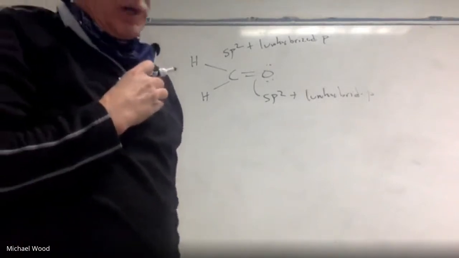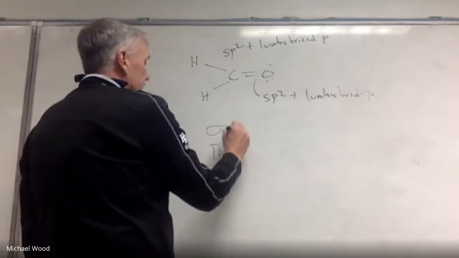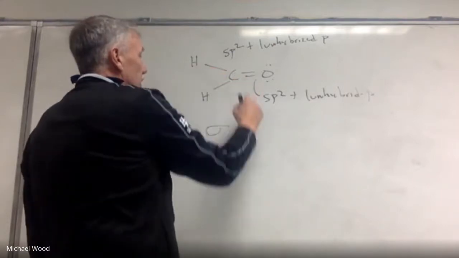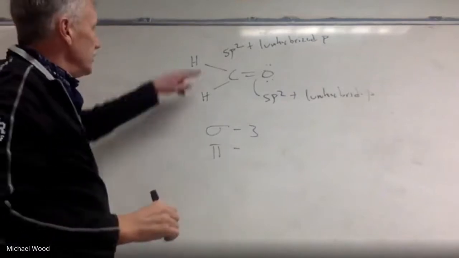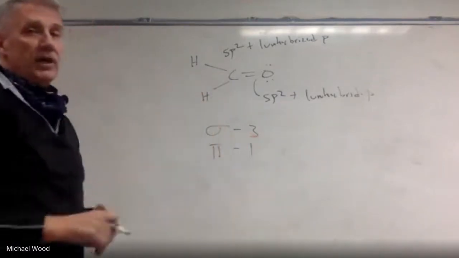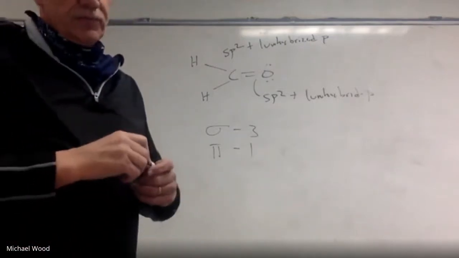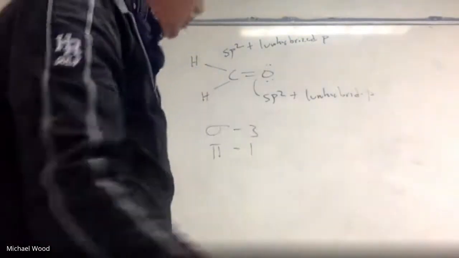And then if I wanted to go back and do how many sigma bonds and pi bonds, the sigma bonds would be 1, 2, 3. So all the single bonds would be a sigma bond. And then the pi bonds, in a double bond there would be 1, and in a triple bond there would be 2. So, okay, I think that is a good place to stop.